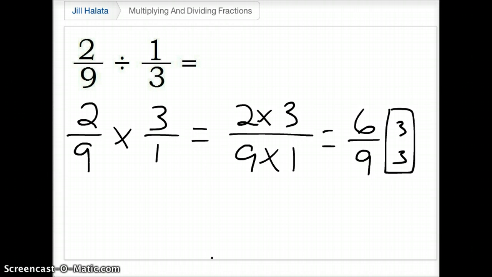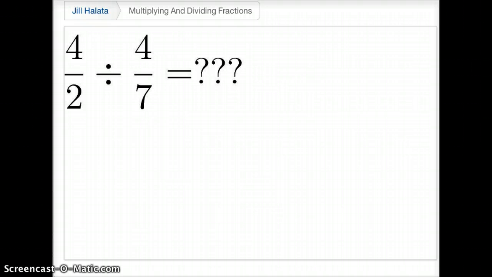3 over 3, remember it's like that magic number of 1, so these are equivalent. So 6 divided by 3 is 2, and 9 divided by 3 is 3. So our answer is 2 thirds. All right, so then again, find the reciprocal of 4 sevenths, which is 7 fourths.